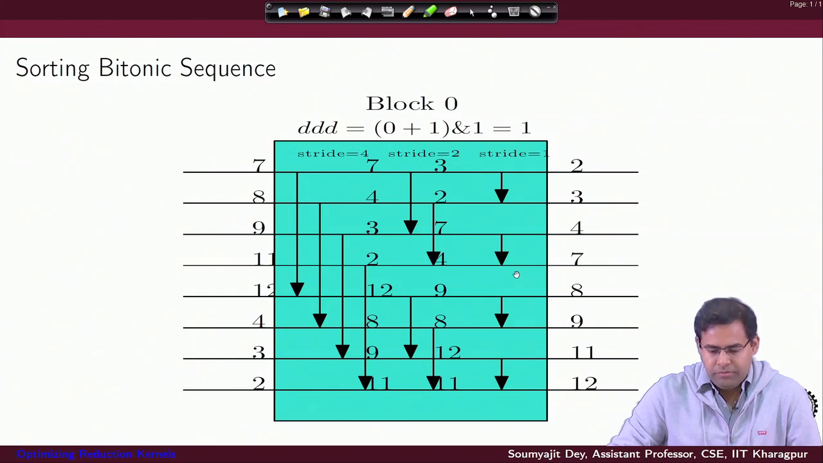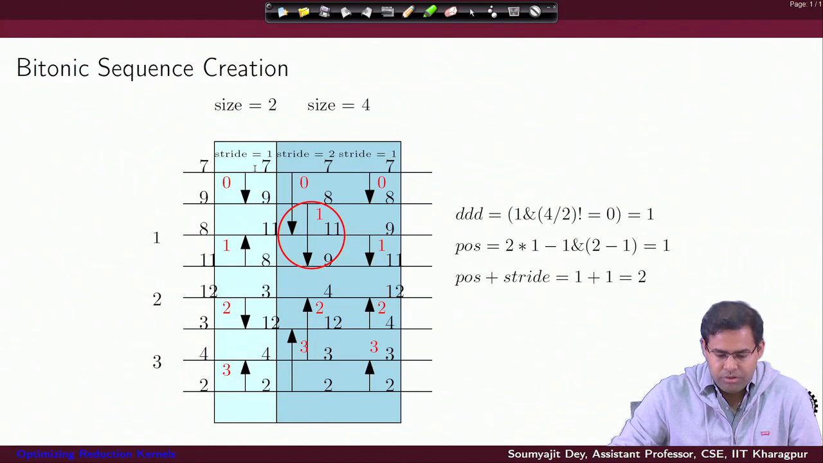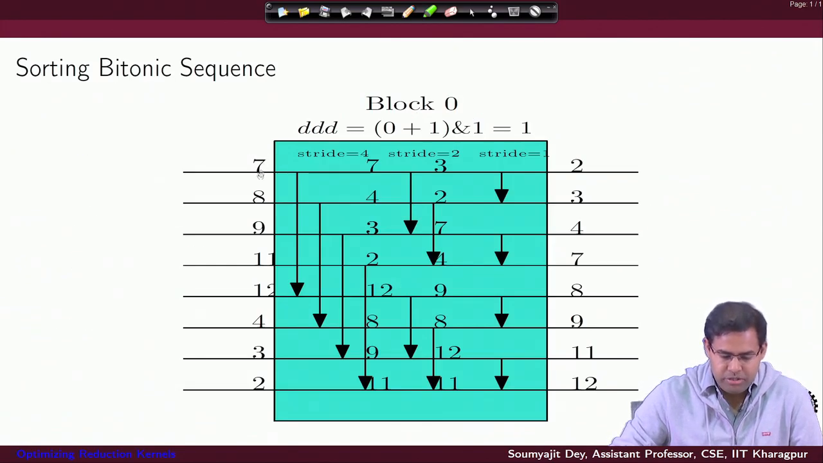We have an example here. If you look here, this is the Bitonic sequence creation. This is the sequence 7, 8, 9, 11 and then 12, 4, 3, 2, ascending and then descending. Now, let us look at the merge operations. You have that earlier output as the input, and we are showing that for block 0 the direction has been decided as 1, so everything goes downwards.